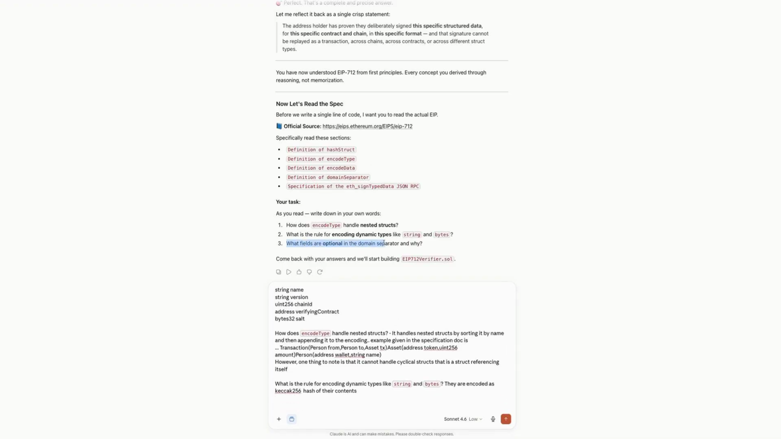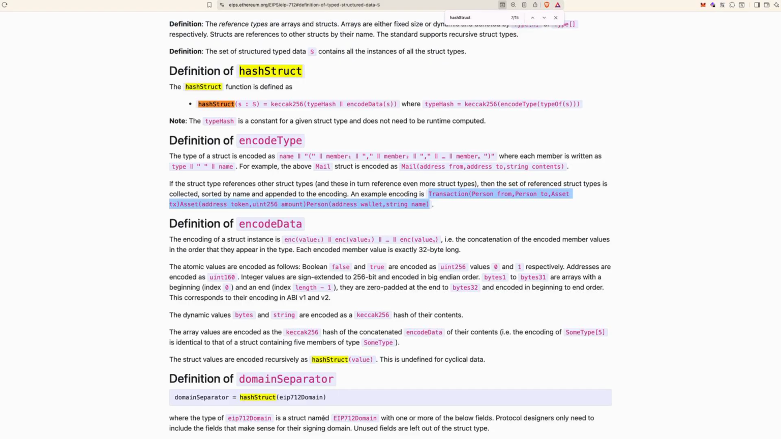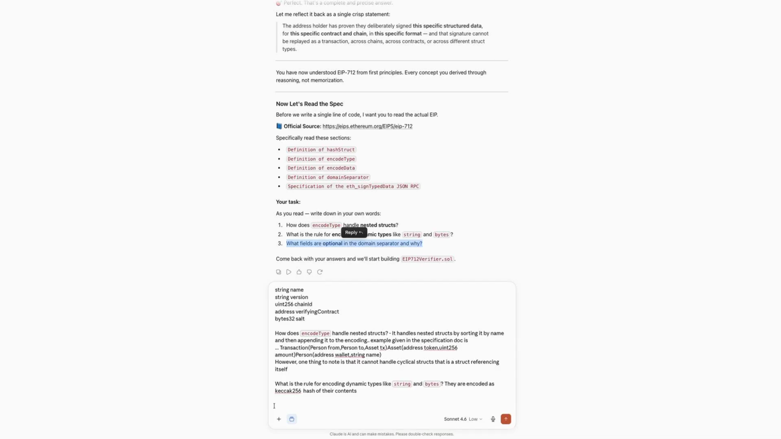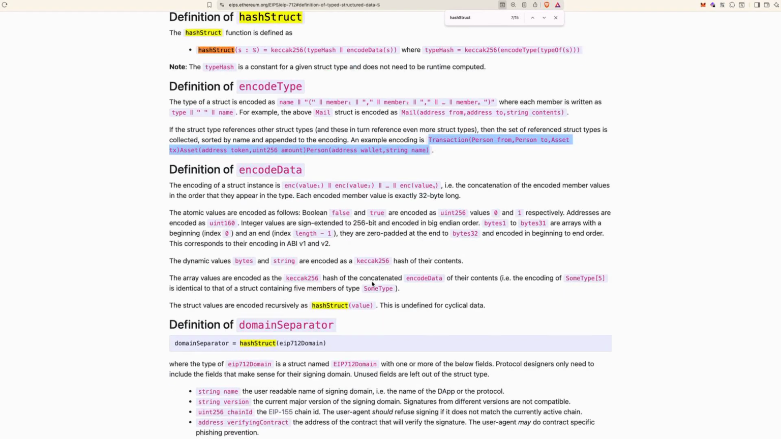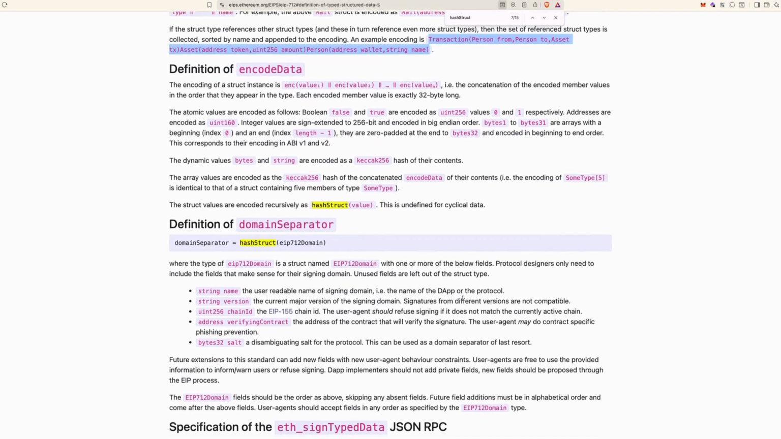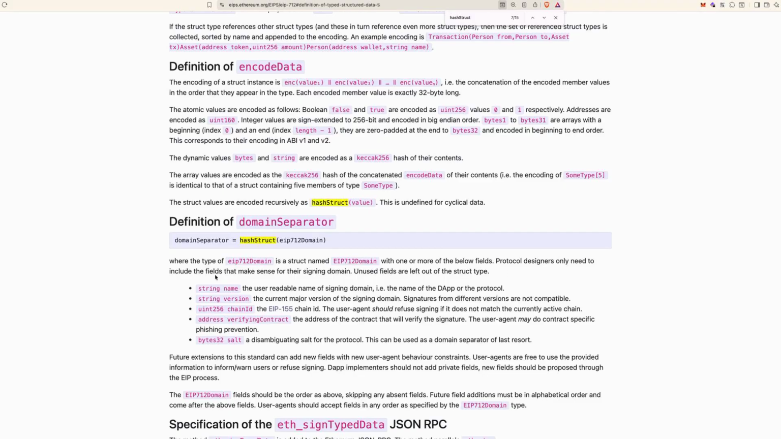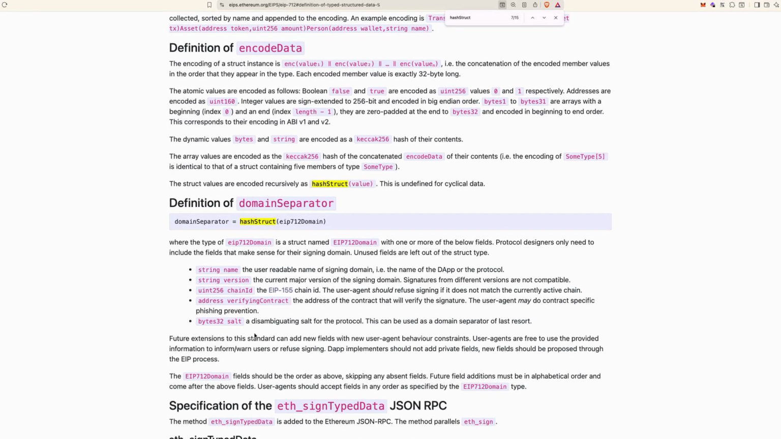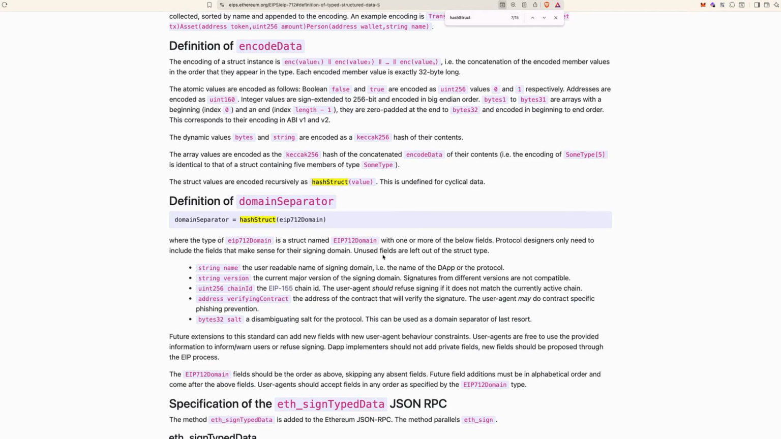What fields are optional in the domain separator and why? With one or more fields, protocol designers only need to include the fields that make sense for the signing domain. Unused fields are left out of the struct type. Okay. Name, version, chain ID.